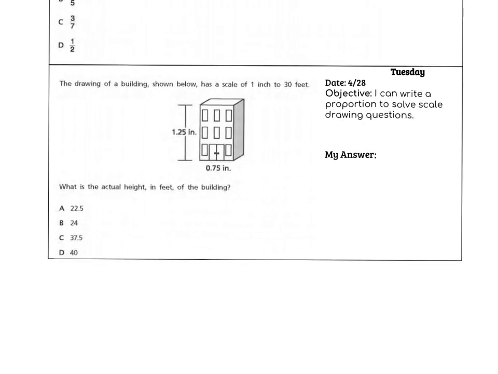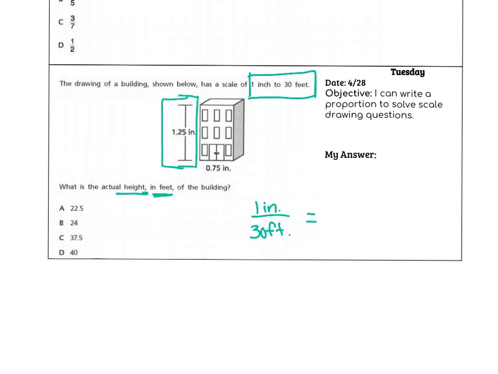So Tuesday's objective was I can write a proportion to solve scale drawing questions, and the question says the drawing of the building shown below has a scale of 1 inch to 30 feet. Remember that is where you write your first fraction, so it would be 1 inch over 30 feet, and they want to know what is the actual height in feet of the building. So if we're talking about height, we're going to be using this measurement, 1.25 inches.